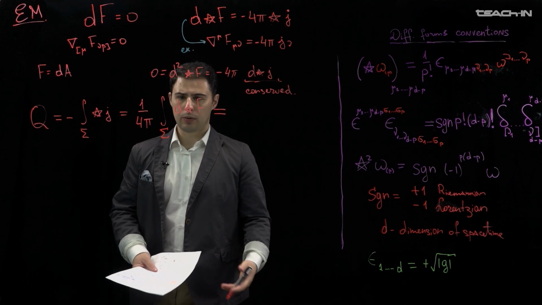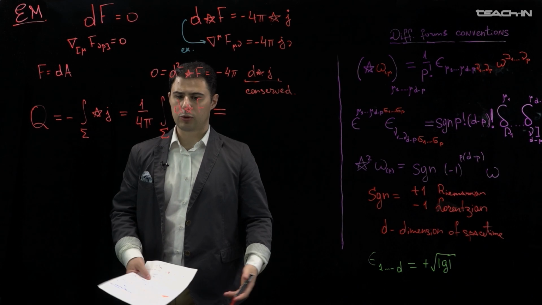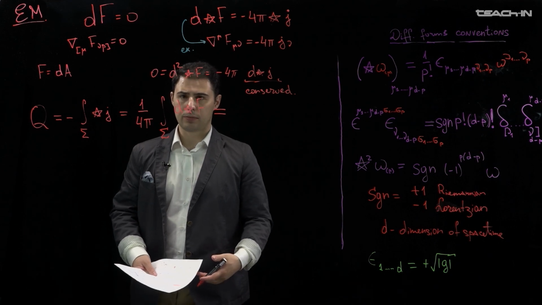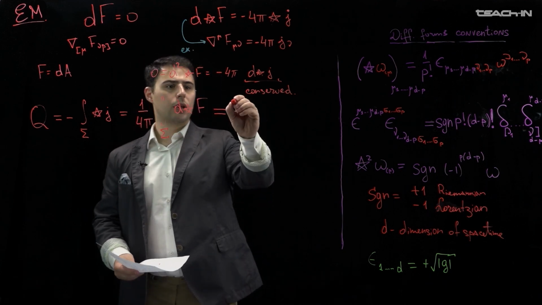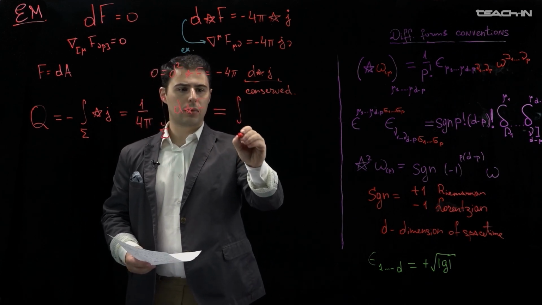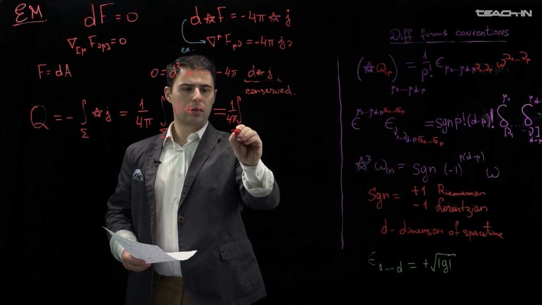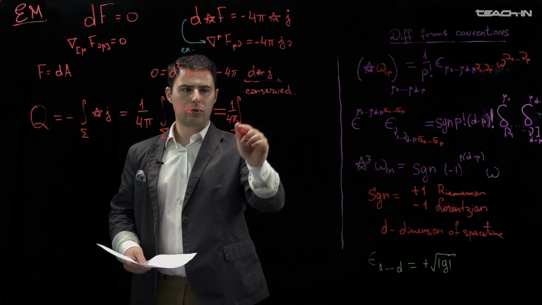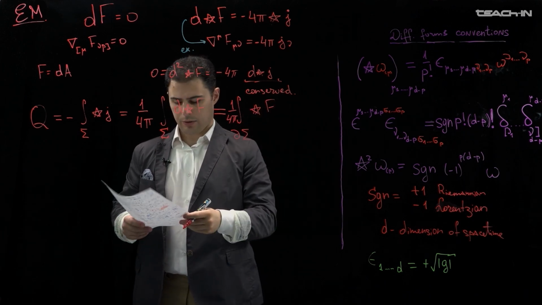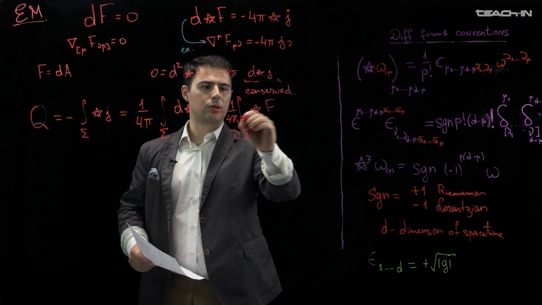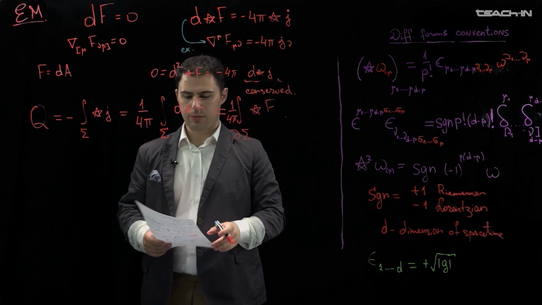So naturally, we want to take sigma to have boundaries, naturally at the asymptotics. By the Stokes theorem, this is the same as the integral over the boundary of sigma of star F.